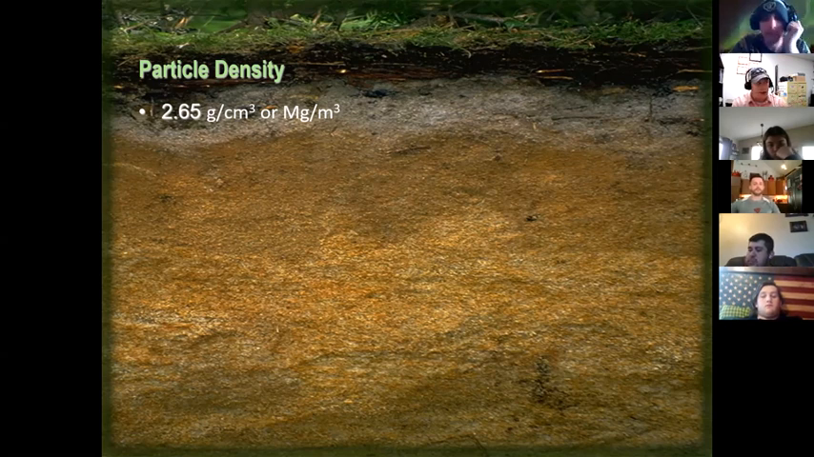Bulk density is kind of fun because the threshold for bulk density is 1. Anything that is greater than 1 is going to sink, and anything that's less than 1 is going to float. So if you were to take a piece of wood and measure its bulk density, wood floats in water, right? And so you know that its bulk density is going to be less than 1. If you were to do a rock, it's 2.65. It's going to sink.